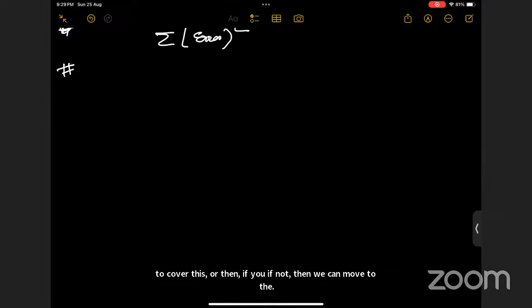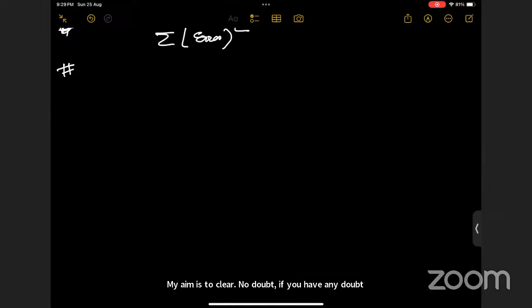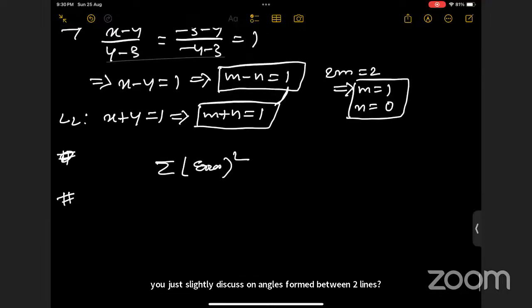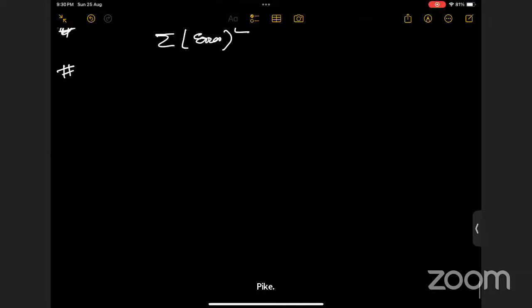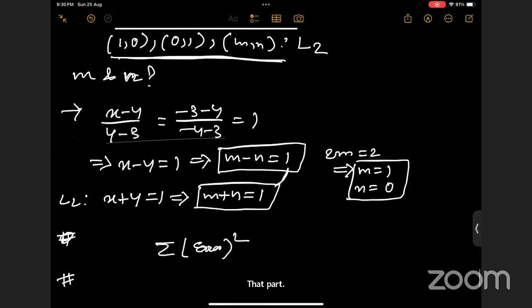My aim is to clear your doubt. If you have any doubt, I will definitely discuss it. If it is not that important a concept, then we can skip it, right? Yes, ma'am. Ma'am, can you slightly discuss angles formed between two lines, that is the theta and phi part?